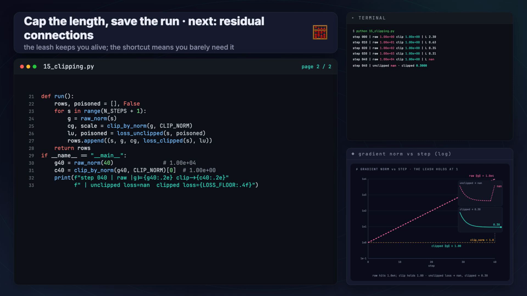So the leash works. When the gradient ran to 10,000, we didn't shrink the learning rate and we didn't touch the direction. We capped the length, and the run that would have died at NaN kept descending at 0.30. But remember the caveat, clipping is the seatbelt. Next episode, we install the suspension, residual connections, the identity shortcut that lets the gradient flow straight back through a deep net without compounding, so the explosion never builds in the first place.